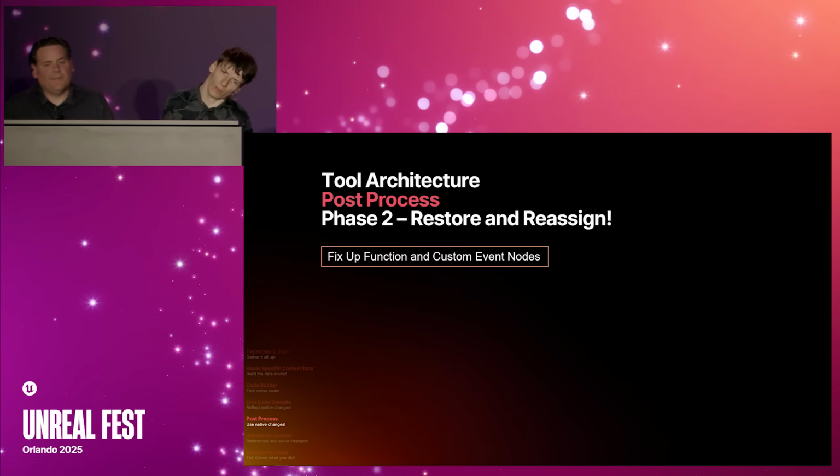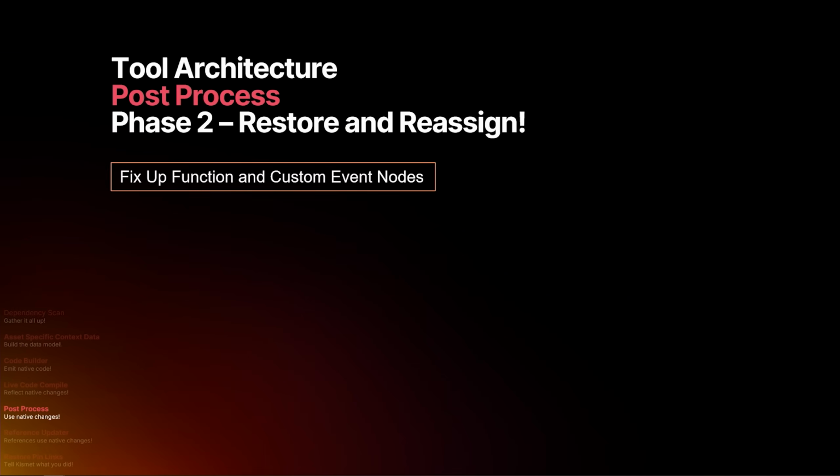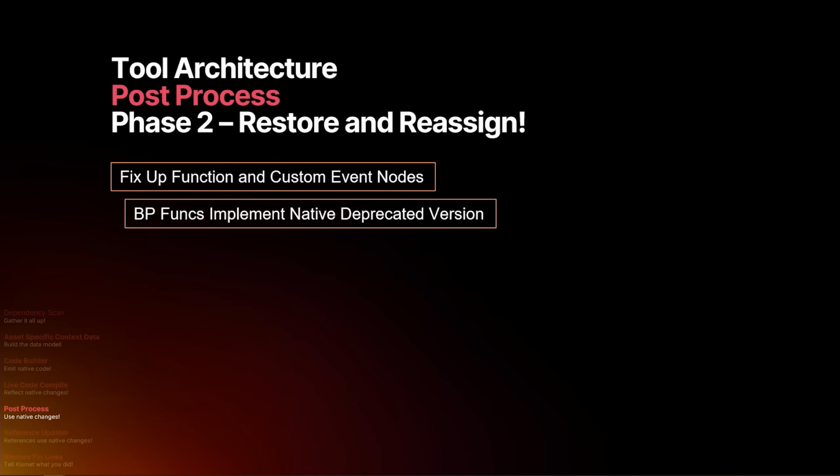That's right. And then finally, fix up functions and custom event nodes. You have to fix these up. FMemberReference is your friend here. If you don't know it, you're going to know it really fast. Basically, BP functions now need to implement the native deprecated version. So in BP, assign this to the native deprecated function.